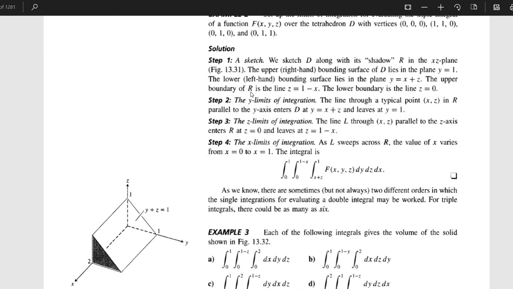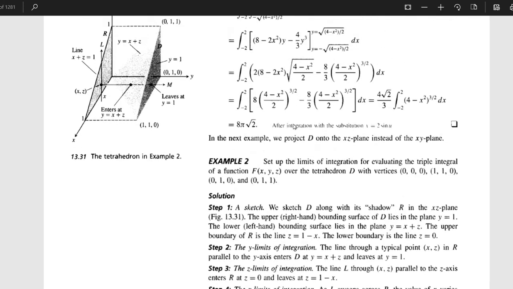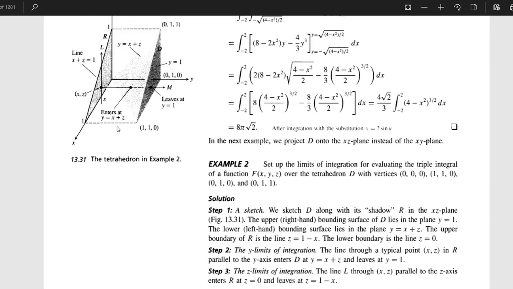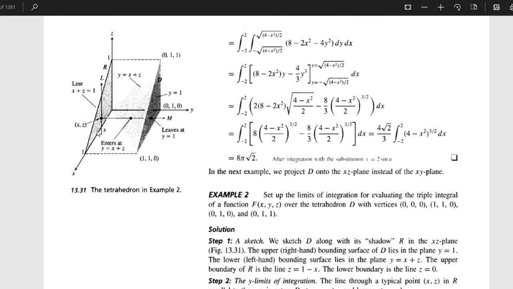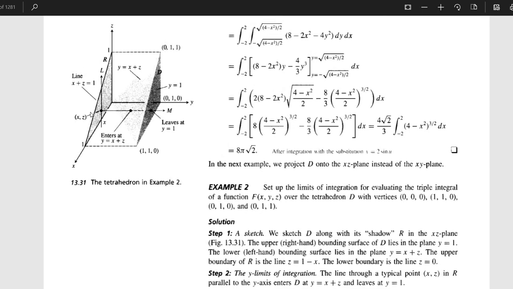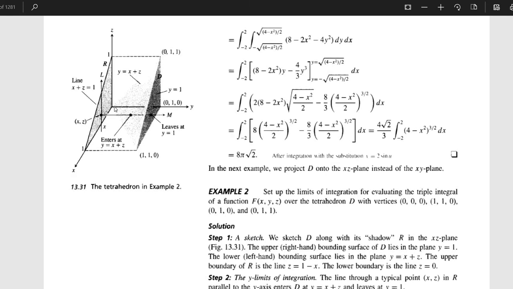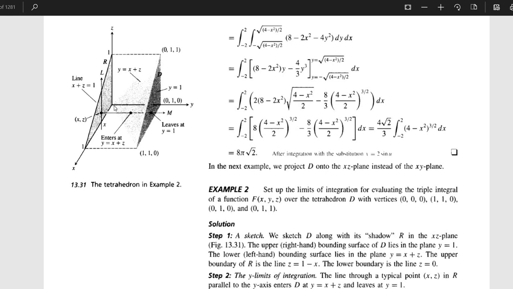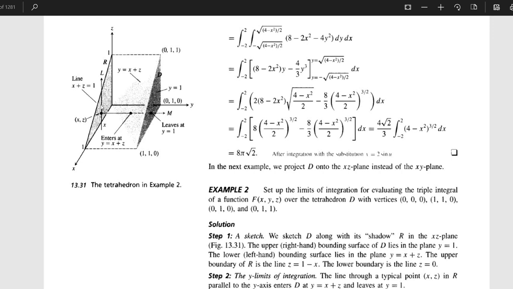Okay, so the upper boundary of the region R is a line, z equal to 1 minus x. How can you get it? This is the line x plus z equal to 1. How can you find out that this is x plus z equal to 1? This is in the plane x plus z equal to 1.